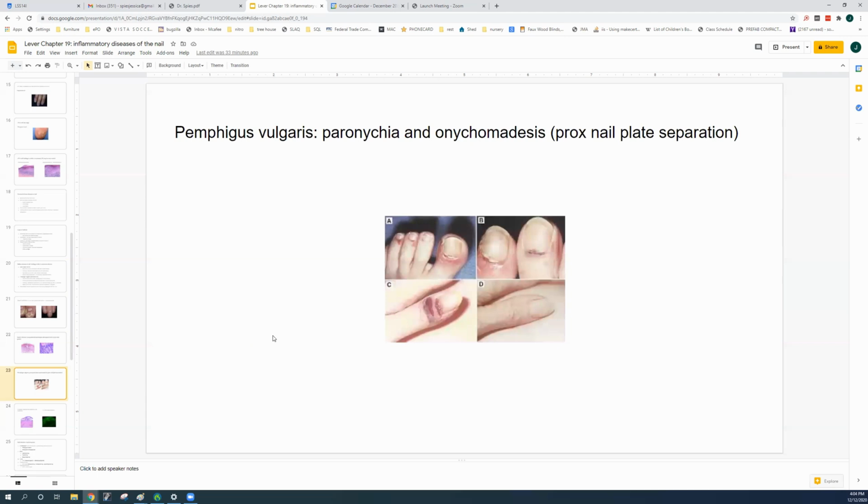Here are some clinical examples of pemphigus vulgaris, excuse me. You have the paronychia and the onychomadesis, which is the proximal nail plate separation, which you can see here, I think a little bit appreciated in these photos.